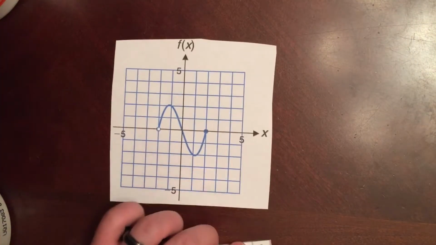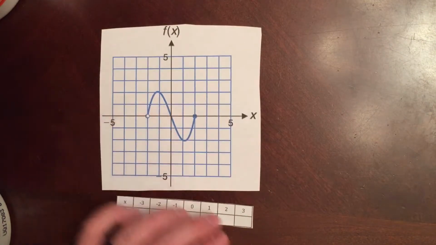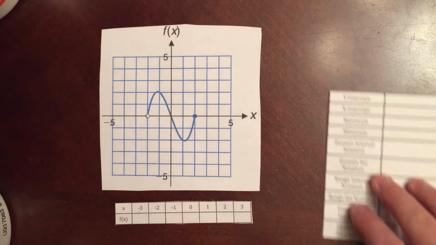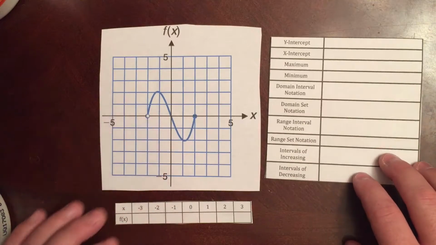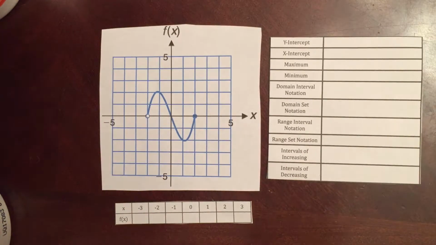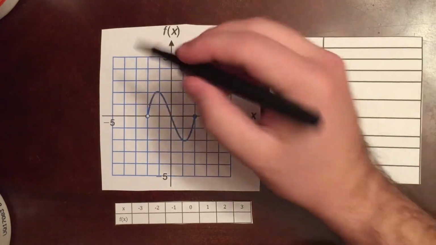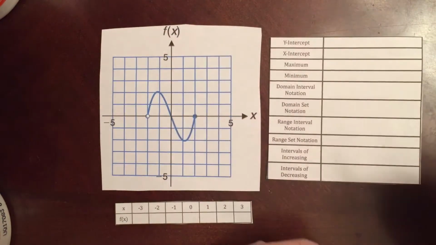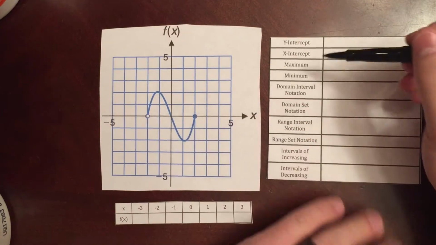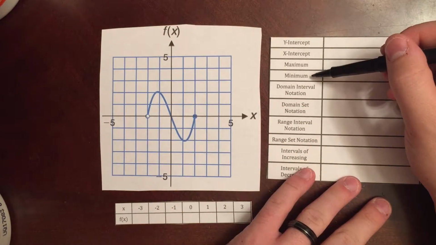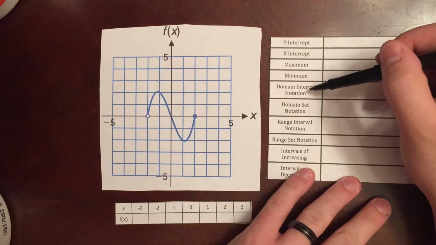Let's look at another graph and another table. And we're also going to identify those key features on that graph and table as well. All right, so the y-intercept we're going to identify as where it crosses the y-axis, and the x-intercept, the x-axis. Maximum is how high the graph goes, minimum is how low the graph goes.